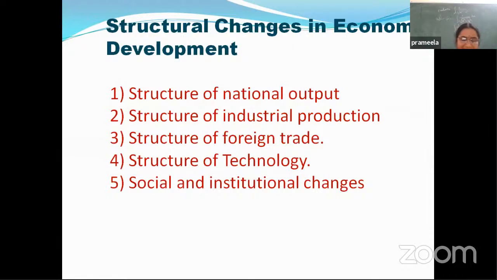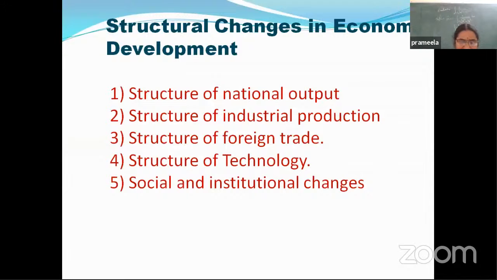Next, the third one, the structure of industrial production has to change. That means the industrial sector can produce both consumer goods and production goods, that is, capital goods. When the growth in production of capital goods increases, then only is it possible to achieve economic development. Economic development takes place when the production of capital goods increases, and likewise consumer goods also, because they are also important.